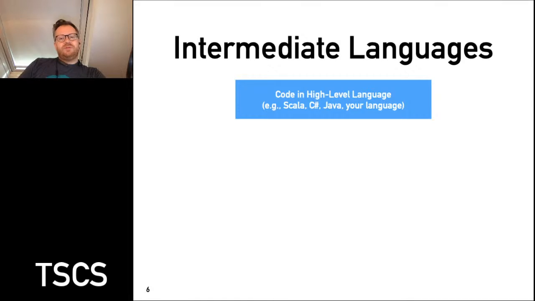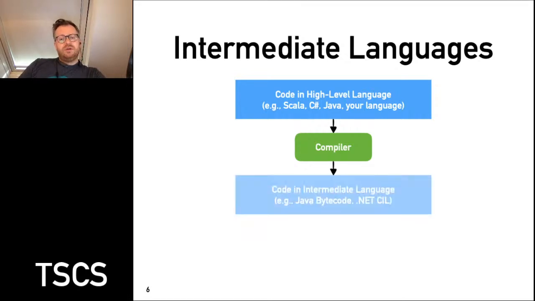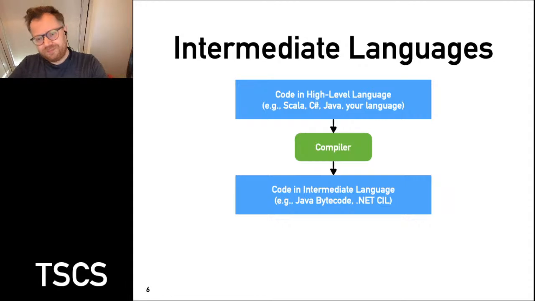So what happens for intermediate languages? This is typically code in some high-level language like Scala, C#, Java, or your language. And then the compiler does not produce bare metal code directly, but code in some intermediate language, for instance Java bytecode or .NET CIL. Any modern code platform seems to be going this way. With Rust now, we have a different option: they actually compile to bare metal because they want to be most efficient, and they believe they can do this in this way. There are some conflicting opinions on that, by the way.